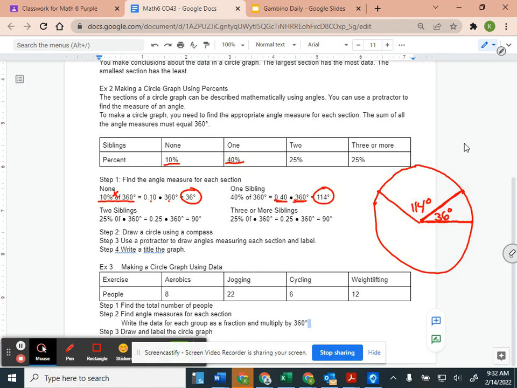And that wasn't quite, it's hard because I can't put my protractor down on the smart board. So I was a little bit off there. 114 is more like to there.